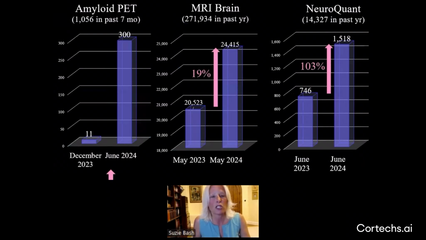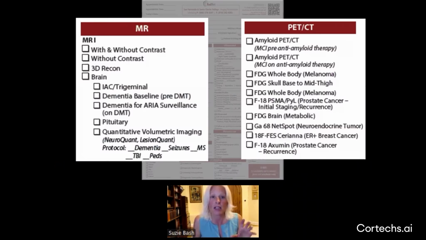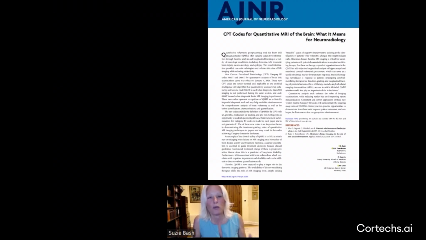We have noticed a large increase in our NeuroQuant volume at my particular imaging enterprise, a 103% increase over the past year alone. And again, a big proportion of these are in MS and in dementia. This is a look at our ordering form here. We do have a separate click box for quantitative volumetric imaging, and then you can just have the referrer click which kind of protocol they want. So in this case, an MS protocol, and this makes it very easy for everyone involved, so that they know that they're interested in doing QMRI.